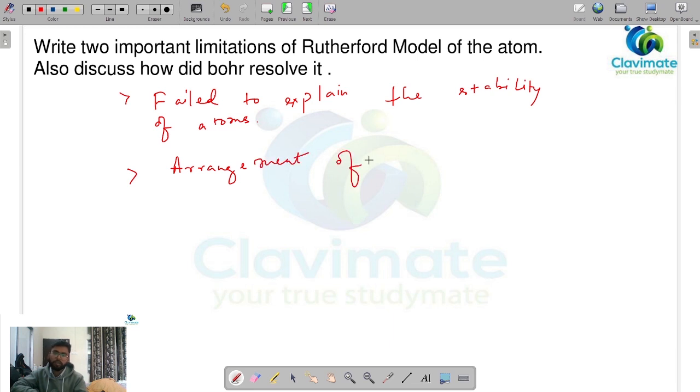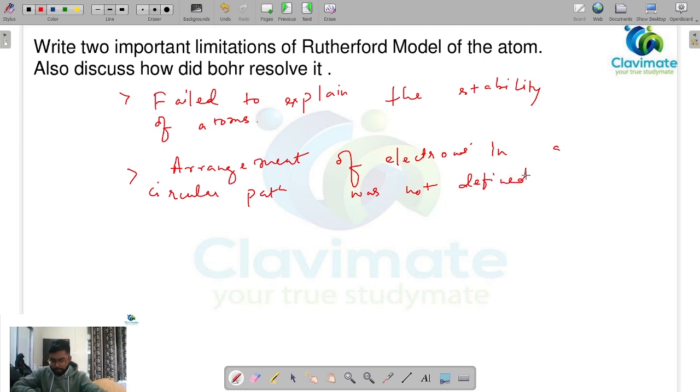Arrangement of electrons in a circular path was not defined. So any particle that was moving in a circular path will undergo acceleration and it will radiate energy, and thus the revolving electron will lose energy and finally fall into the nucleus, and hence the entire system will collapse.